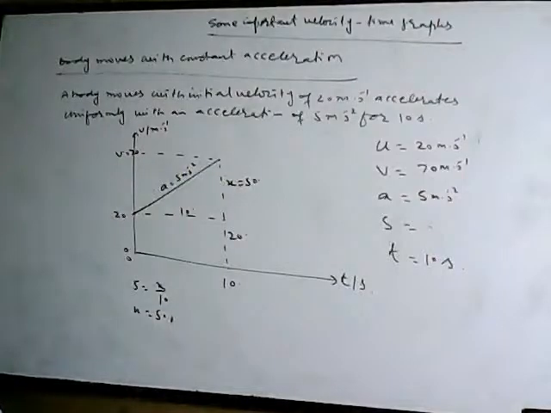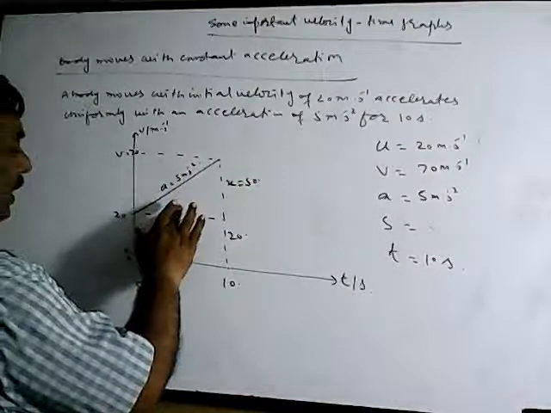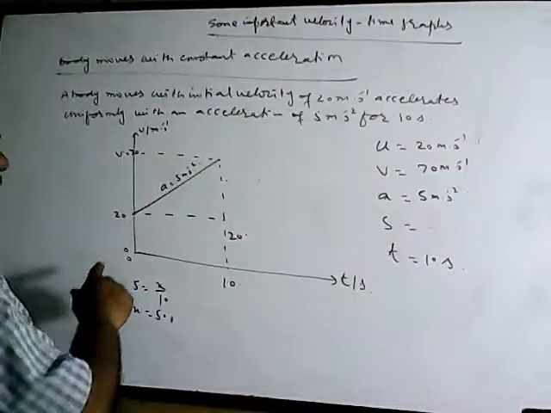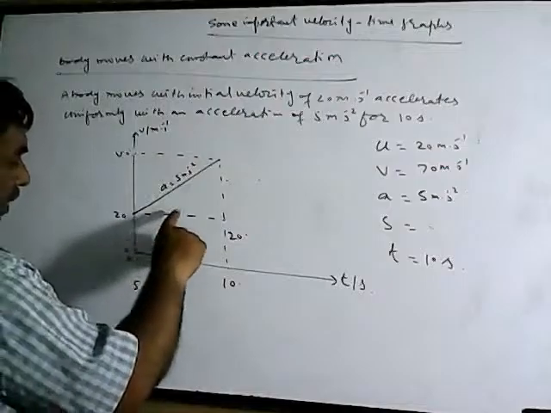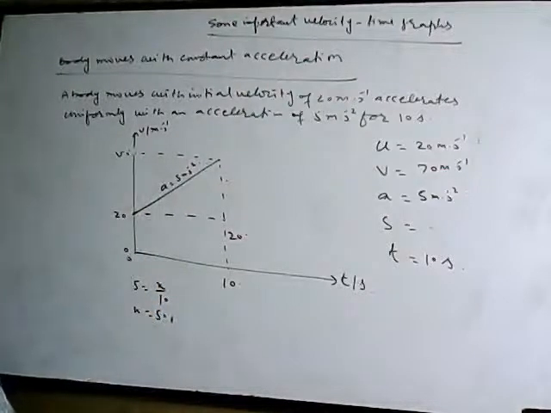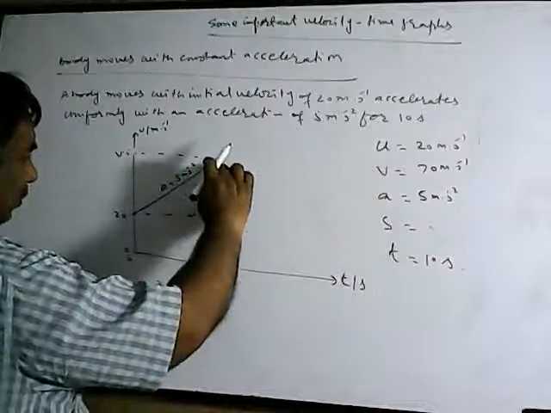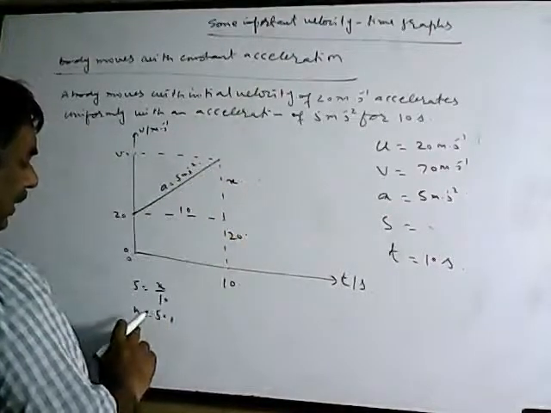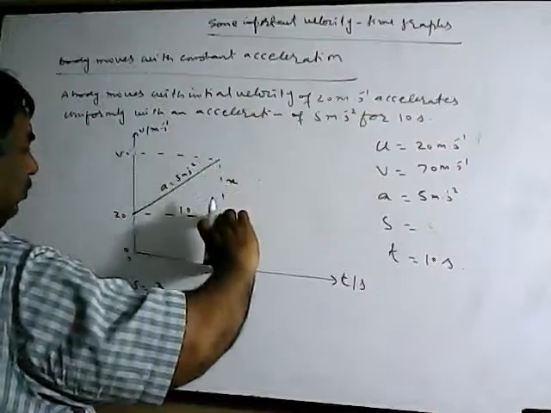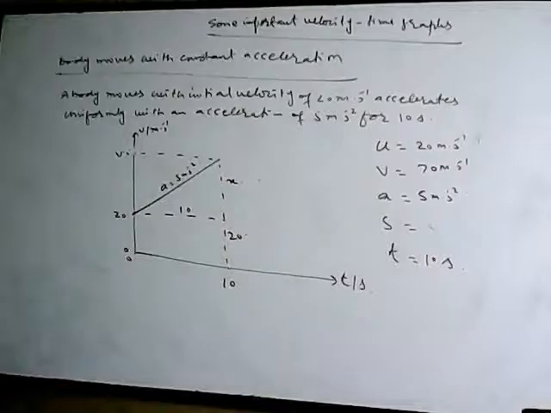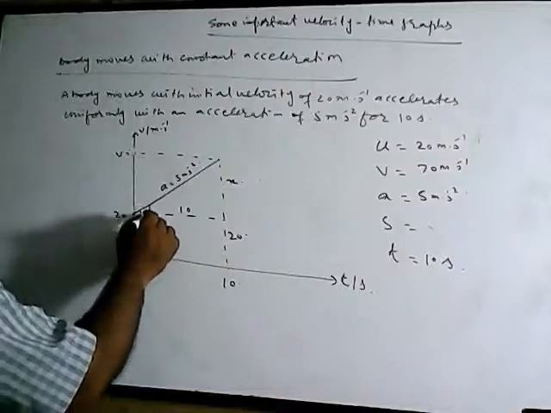I have not used the equations of motion, but see how I calculated. Since the acceleration is given to you, 5 meters per second square, and this time is given to you, 10 seconds, I just calculated this value x. So gradient 5 is equal to x upon 10. So x comes out to be 50. If this is 50, and this is 20, this becomes 70 meters per second. Now let us see what is the area under this graph, because the displacement is, although the graph starts from here, but this should be the displacement.